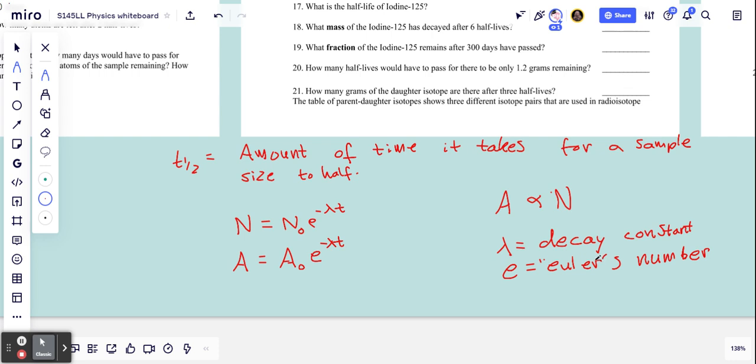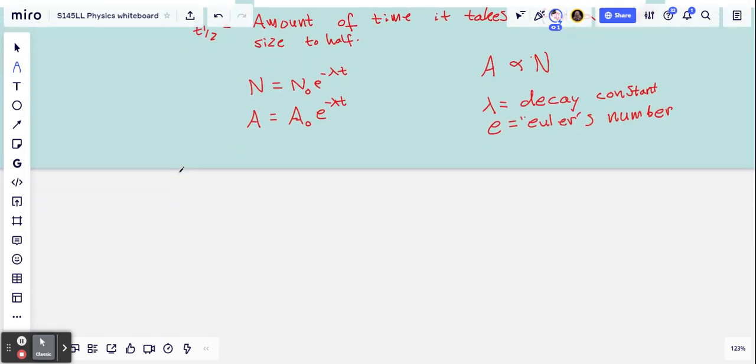So anyway, it's a mathematical number. We won't go into what's so special about it, but it is actually quite a special number. The point is, it relates. You get this number, and you raise it to the power of lambda t. So let's see how the decay constant relates to half-life.